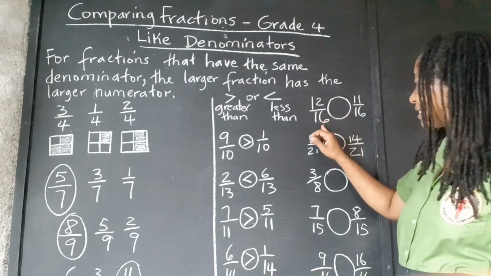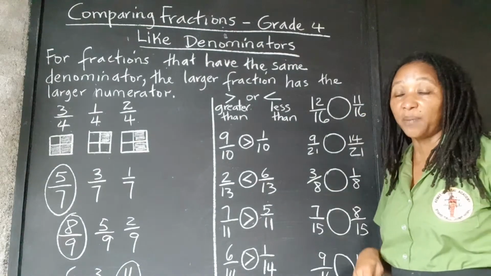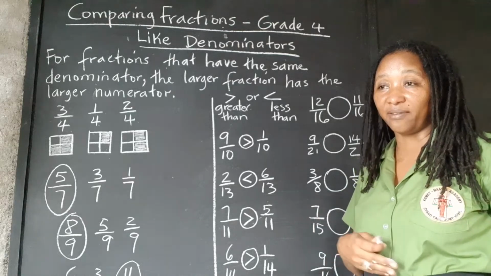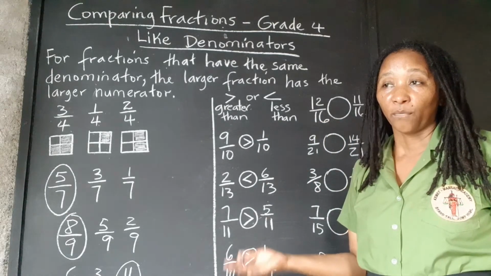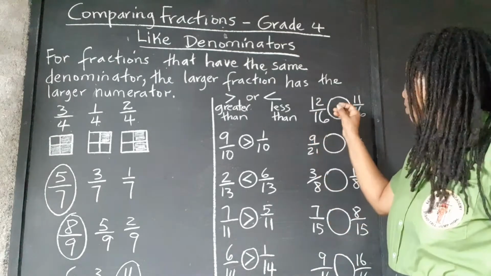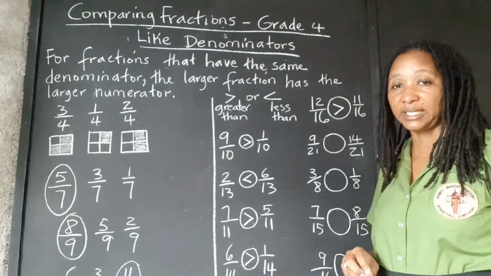12 out of 16 compared to 11 out of 16. If I'm giving you 12 things out of the 16 that I have, or I'm giving you 11 things, which is the bigger share that you're getting? The 12. So that's 12/16 greater than 11/16.